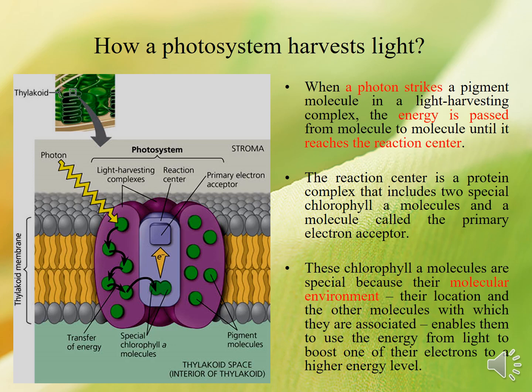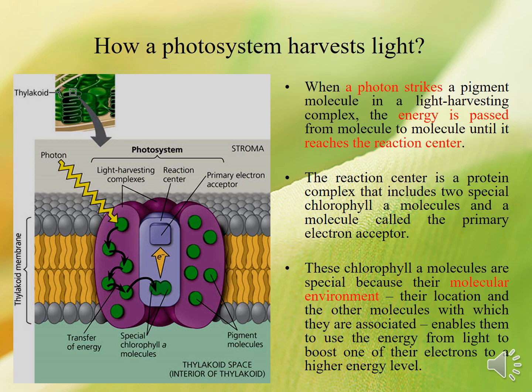The photosystem is actually the first substance that absorbs or captures the light. It happens when a photon, meaning the energy of the light, strikes a pigment molecule in a light harvesting complex. When the accessory pigment absorbs the energy, that energy is passed from one accessory pigment to another until it reaches the reaction center. At the reaction center, first it reaches the chlorophyll a.